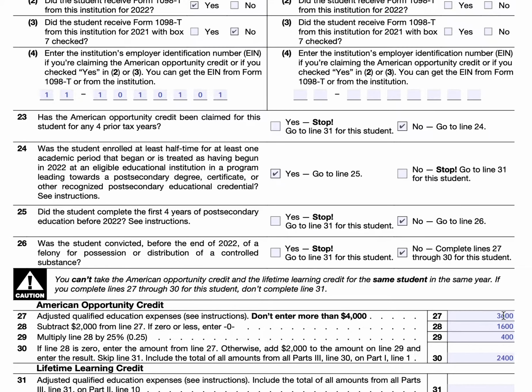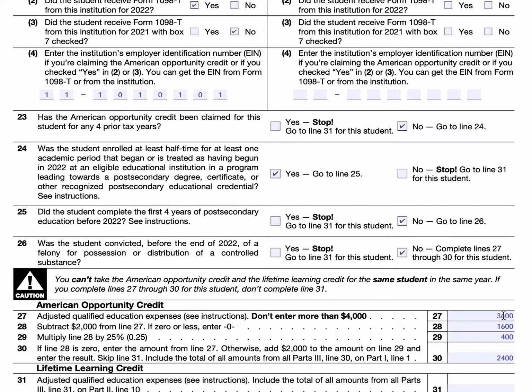So I just put in that adjusted qualified education expenses, you're not allowed to put in a number more than $4,000, but you can put in qualified education expenses. Generally speaking, they can include tuition, fees, course materials, which could include books, supplies, equipment that's needed. Whether or not they're bought from the college or outside the college, it does not matter.